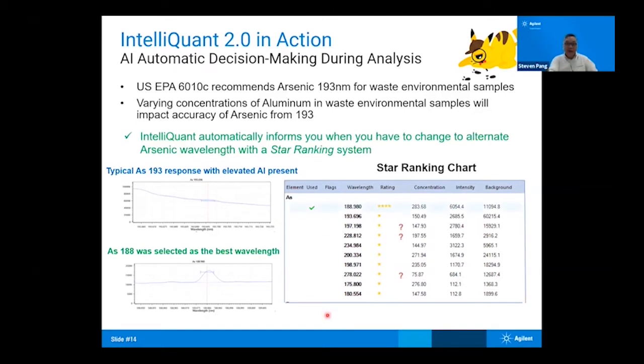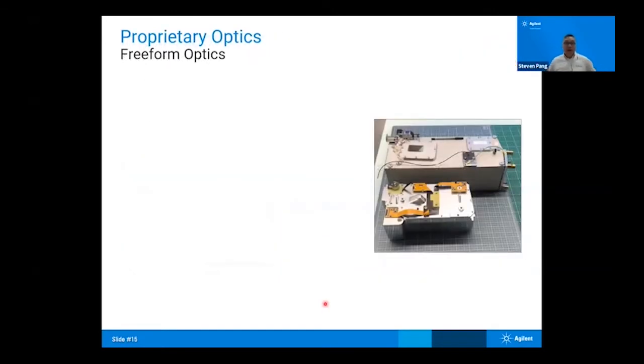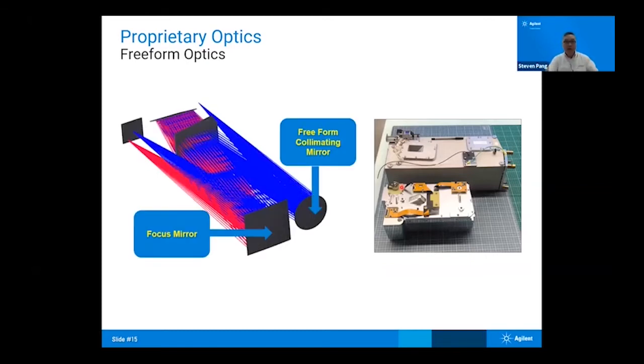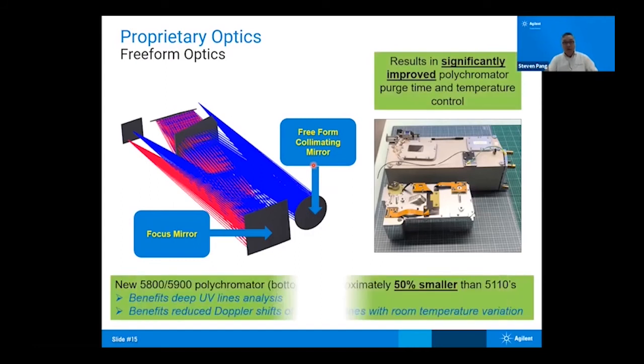Okay, good. Now I mentioned a new optics. Now you can see here the two optical designs. What Agilent has done with the new ICP-OES is to introduce the use of freeform optics. These are optical systems in which the focal length is not just in a single dimension, but actually in 2 or 3 dimensions.